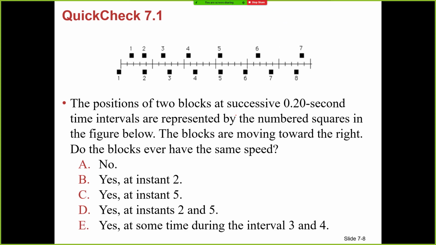So let me ask you this question. So in the picture you have two blocks, one on the top and one on the bottom, and each block is moving along this number line, and you can see the times near the blocks. So this 1, 2, 3, 4, 5, those are the times, okay? The position of the block at different times. So the question is, do the blocks ever have the same speed?